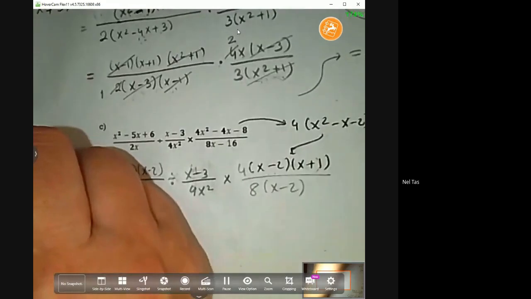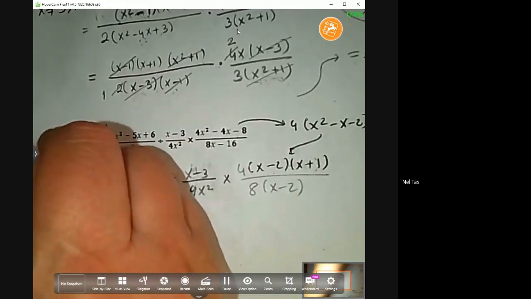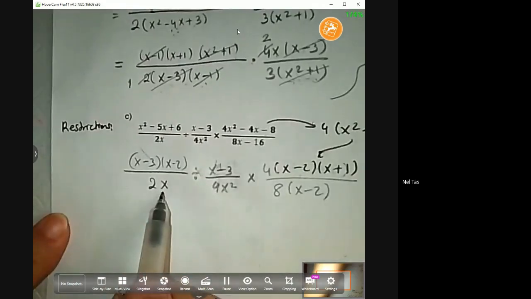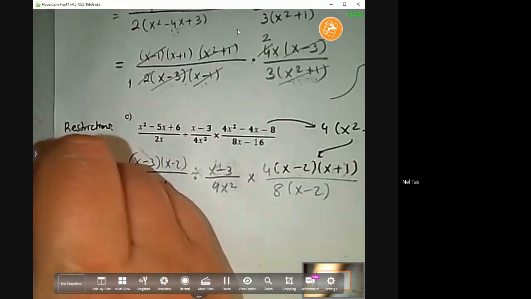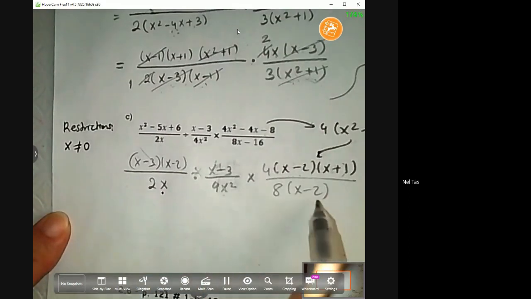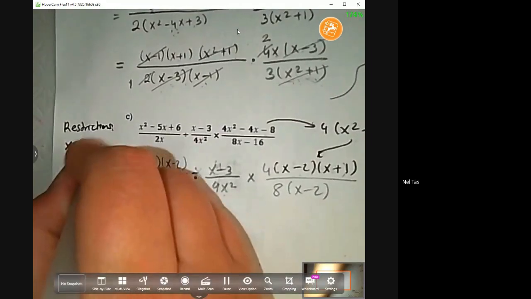Okay, so let's write the restrictions. We get 0 from here. So x cannot be 0. This one also 0. And this gives you 2. So x cannot be 2.